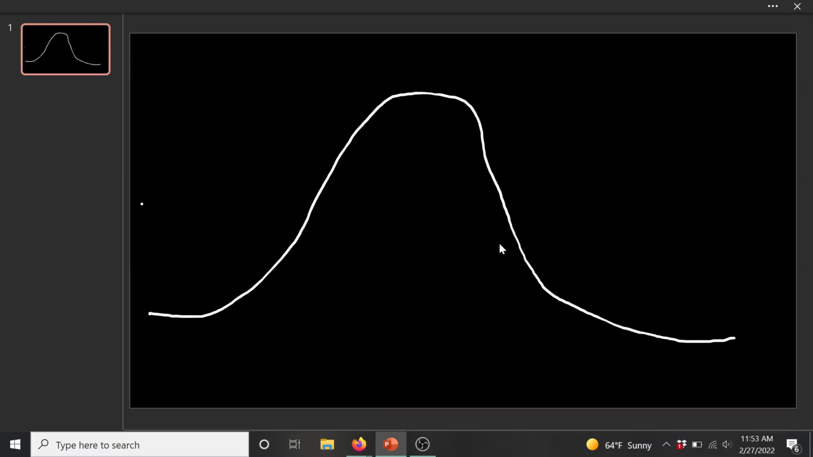So basically, you have your distribution here. If we're going to do a one-tail, let's say that we're going to set our alpha to 0.05, and it's just a one-tail.